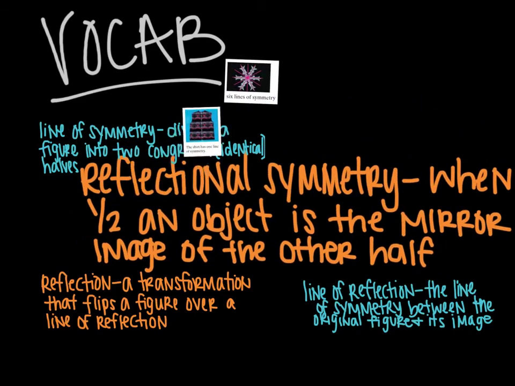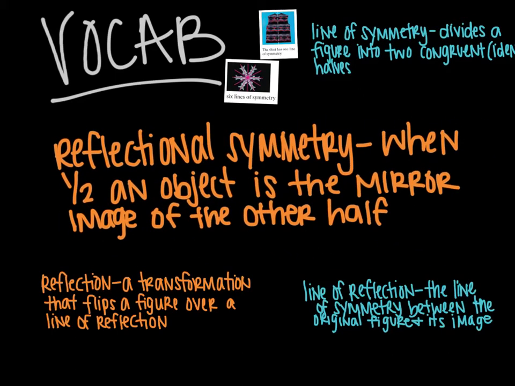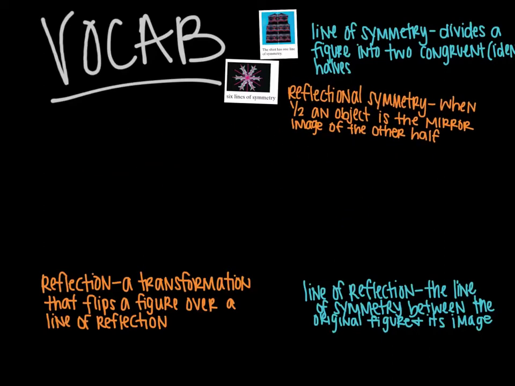Reflectional symmetry is when half of the object is the mirror image of the other half. So very similar to a line of symmetry, just a different wording.